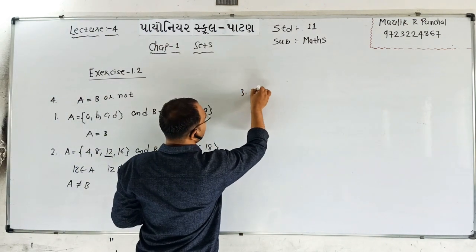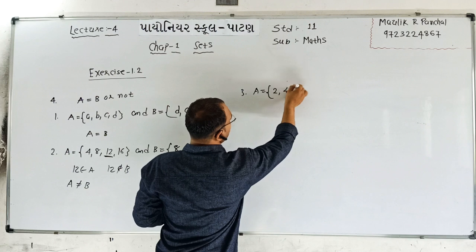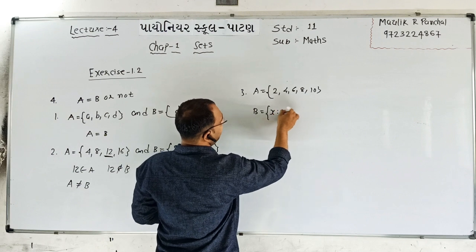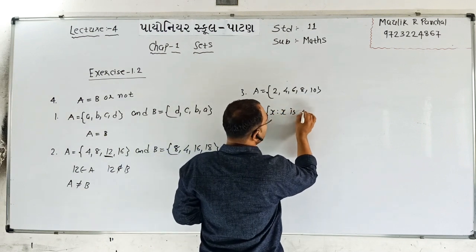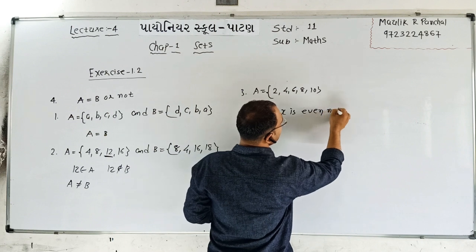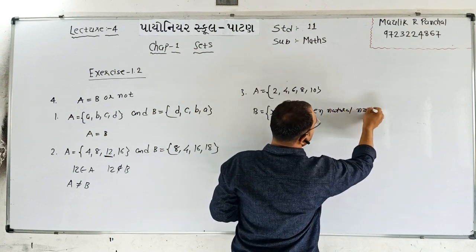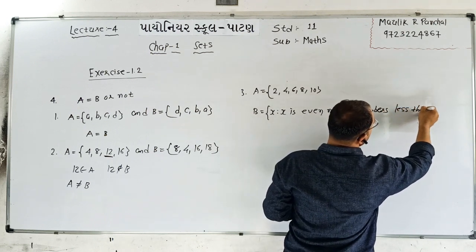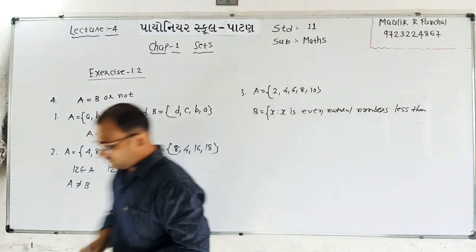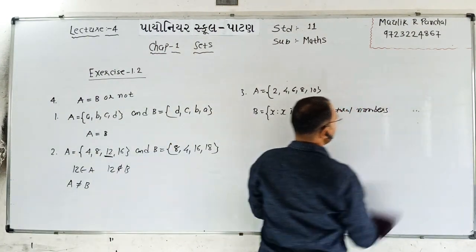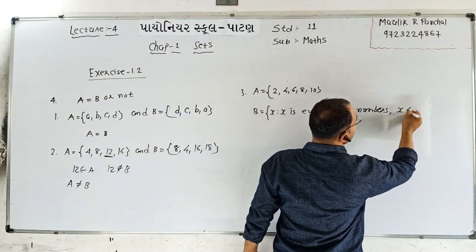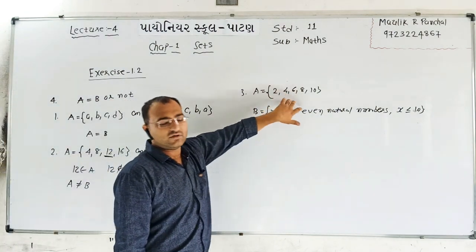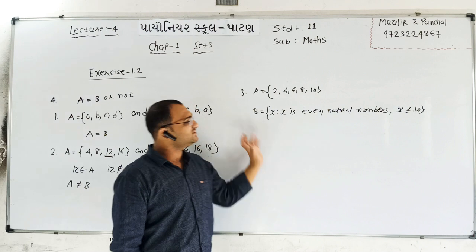Third question, A equal to {2, 4, 6, 8, 10} and B equal to {x such that x is an even natural number less than or equal to 10}. A is in tabular form but B is not in tabular form, B is in set builder form.